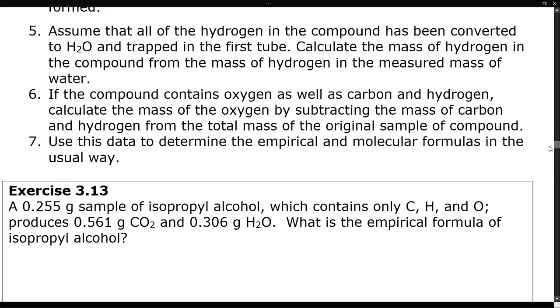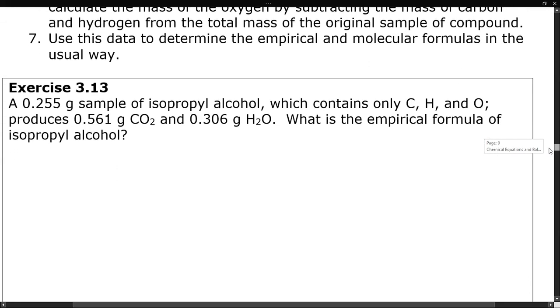After we know the grams of each substance and consequently the moles of each substance, then we can determine the empirical formula in the normal way. So if we look at an example here, we got a sample of isopropyl alcohol, 0.255 grams, contains carbon, hydrogen, and oxygen. When we burn that, it produces 0.561 grams of carbon dioxide and 0.306 grams of water, and we want to know the empirical formula of the compound.